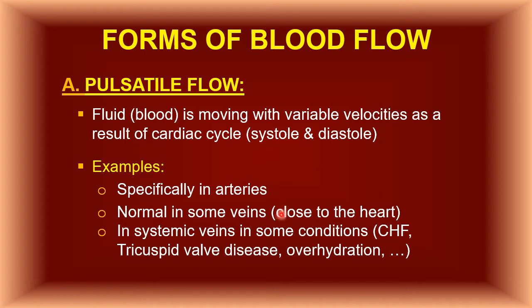Arteries, some veins, especially those near the heart, and also in some pathologies, pulsatile flow can appear in systemic veins, in conditions like congestive heart failure, tricuspid valve disease, overhydration. We have several other factors, especially cardiac conditions, that end in pulsatile flow in the systemic veins. So this is the pulsatile flow again, mainly in arteries, but you can see it in some veins normally or in other veins in a pathological state.